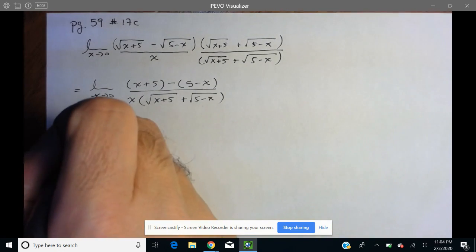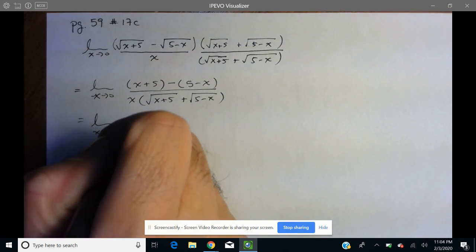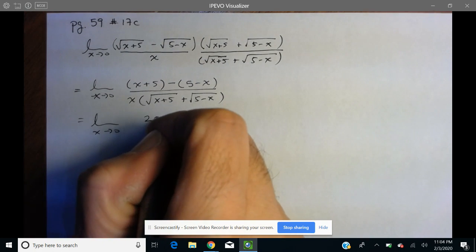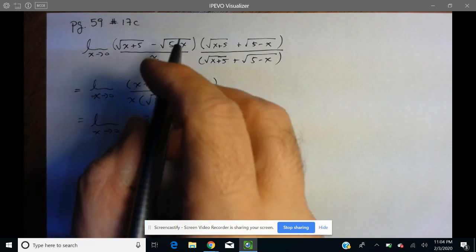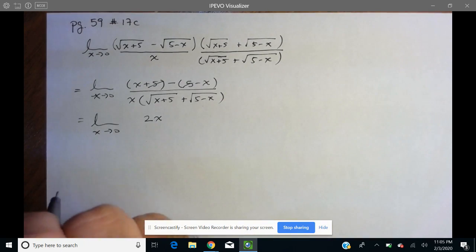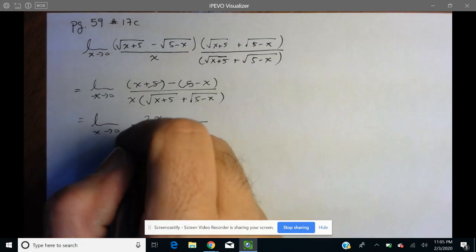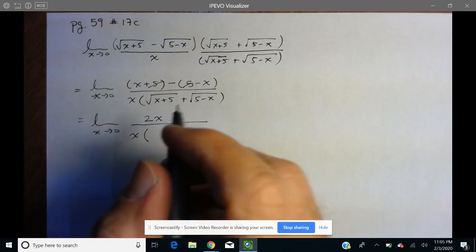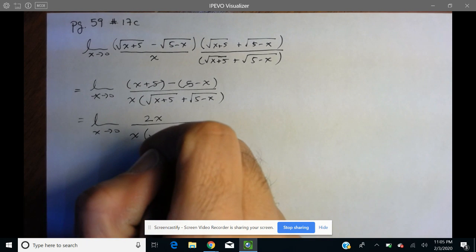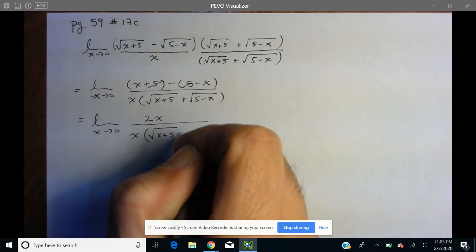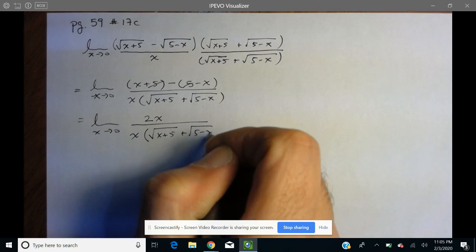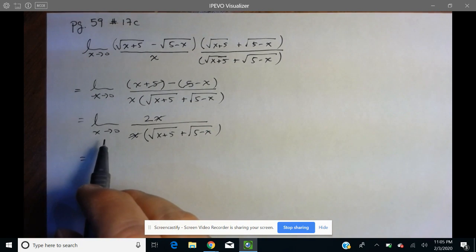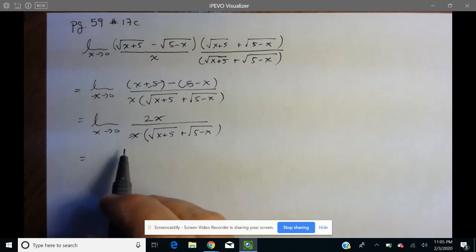All right, so let's simplify the numerator, see what happens. Here I've got x plus x, so I've got 2x. And then here I've got 5 minus 5. Okay, that cancels out. So it looks like this is going to work out in the end, because I've got this x in the denominator, which is now going to reduce with the one in the numerator. Okay, so root x plus 5 plus root 5 minus x. And so these reduce, and now I'm left with a limit that I can go ahead and evaluate.